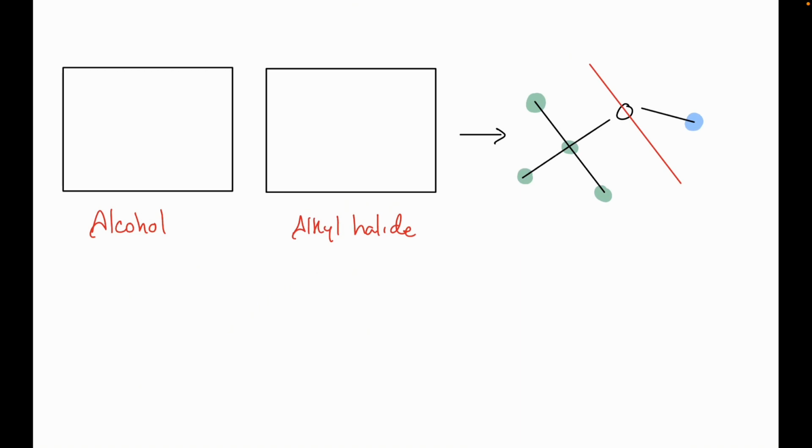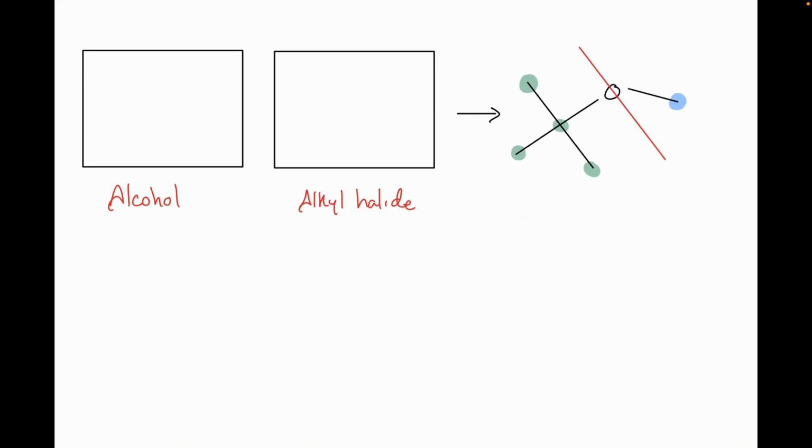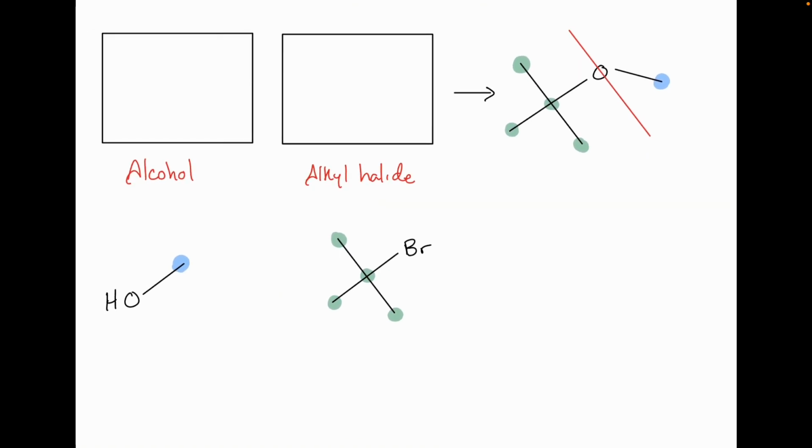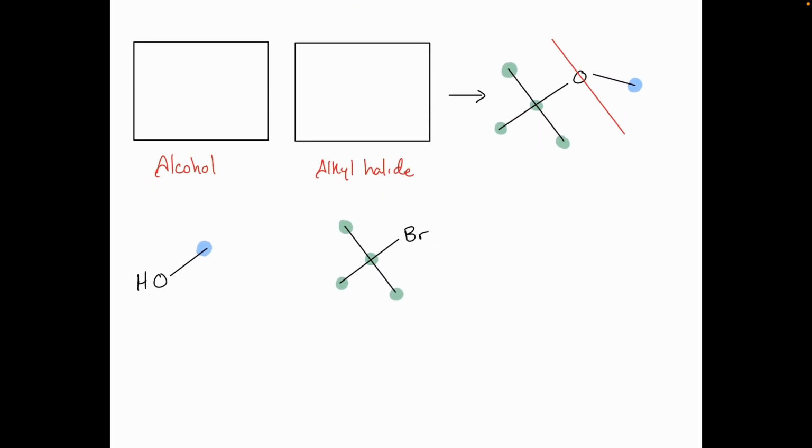But the question is, like, which is which? Which side is the alcohol? Which side is the alkyl halide? Because in theory, I could have two different options here. I could either make the green chunk the alkyl halide and the blue chunk the alcohol. Just try to be consistent with my coloring here. Or I could do the reverse.